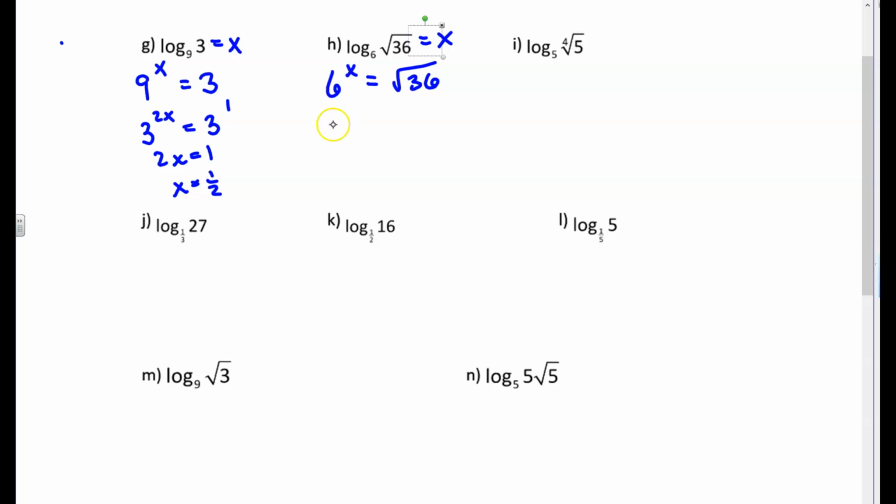Well, guys, simplify root 36. 6 to the x equals 6. Well, there's a hidden 1 here that I don't have to write, but is there. Therefore, my x value is 1.